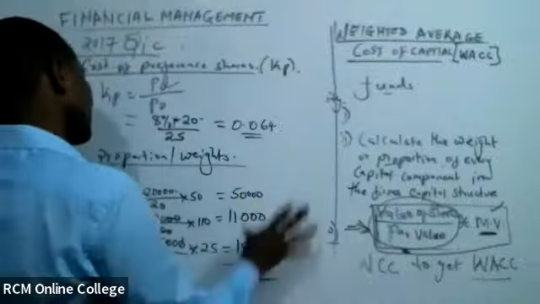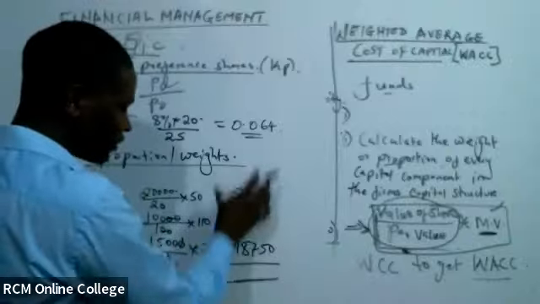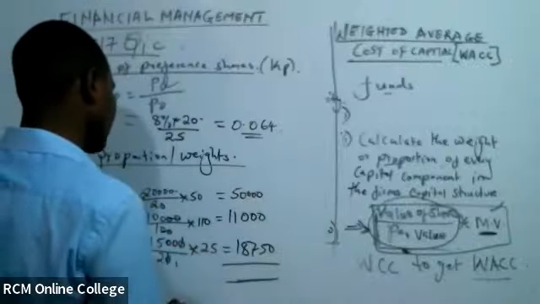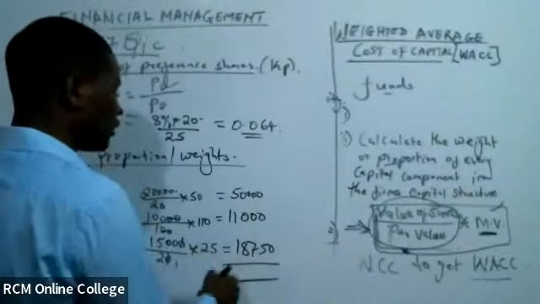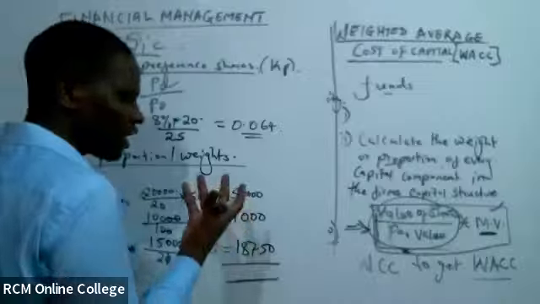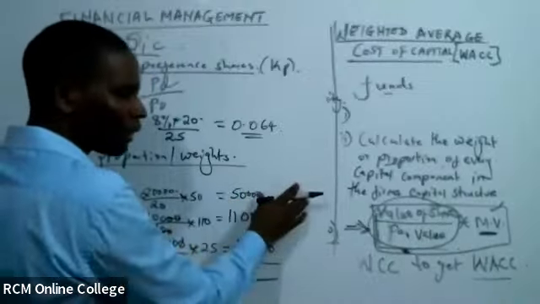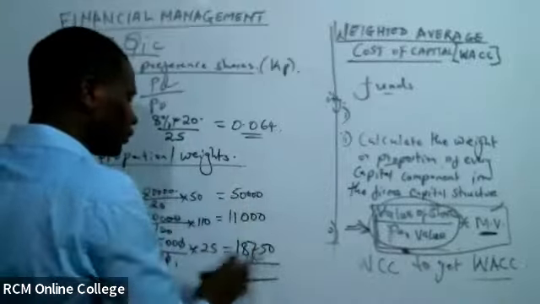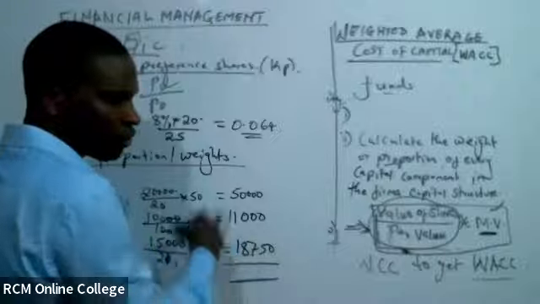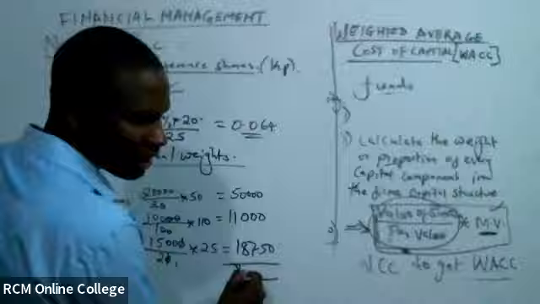Now the structure of this company is worth this, financed by this: equity 50,000, debenture 11,000, preference share 18,750. But now we need to get the proportion. What is the fraction of ordinary share in this company? What is the fraction of debenture in this company? It is a fraction of the whole. So the whole is 79,750.